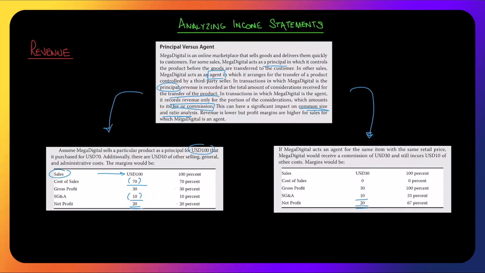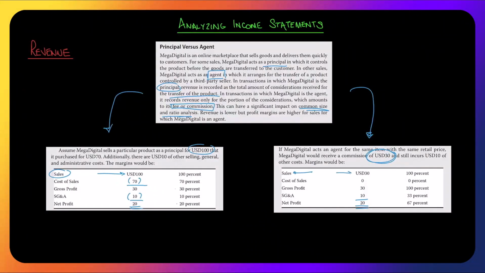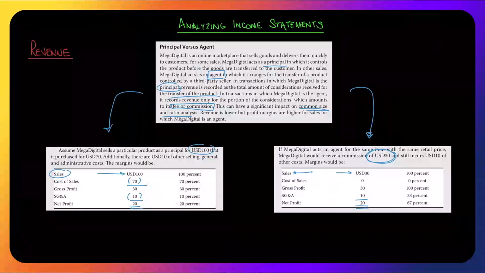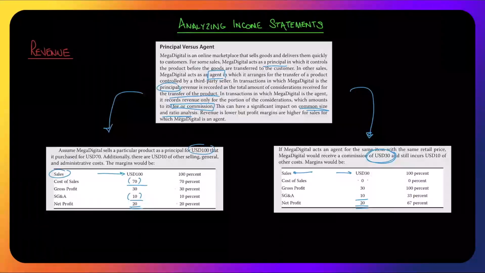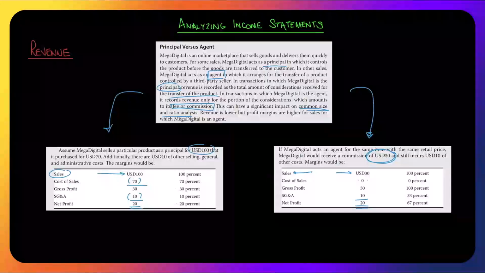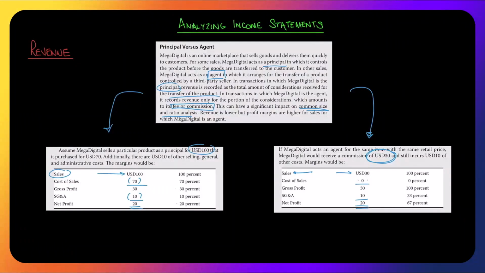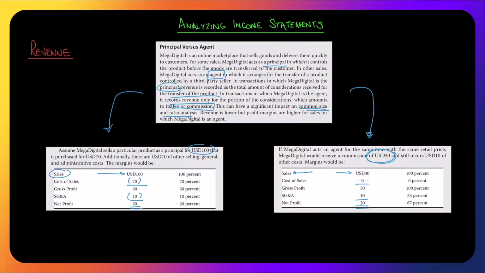However, as we are only an agent, we take the commission of 30 as the sales figure. Our top line revenue figure is 30. We have no cost of sales. We didn't buy the goods for 70 and sell for 100. We just took a commission of 30. Gross profit is therefore still 30. We still had the extra 10 of SG&A to give a net profit of 20.